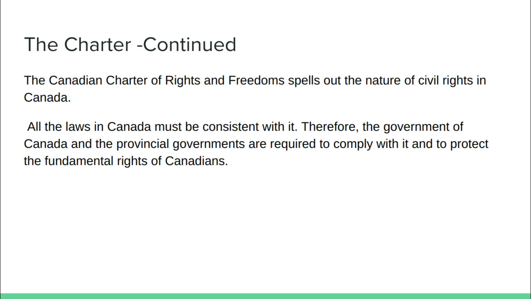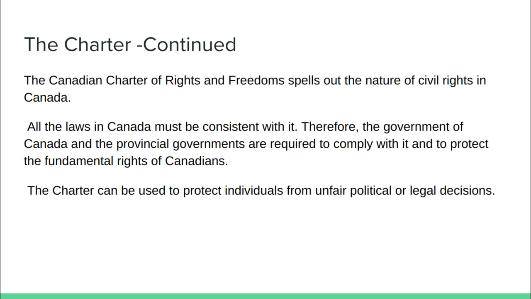So all laws in Canada must be consistent with it. Therefore, the Government of Canada and the provincial governments are required to comply with it in order to protect the fundamental rights of Canadians. So the Charter can be used to protect individuals from unfair political and legal decisions.